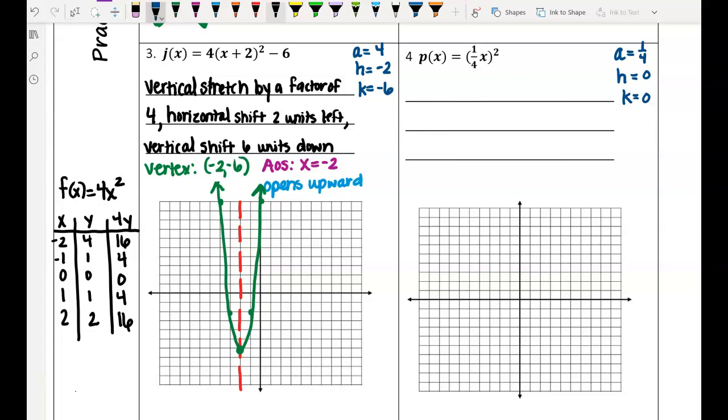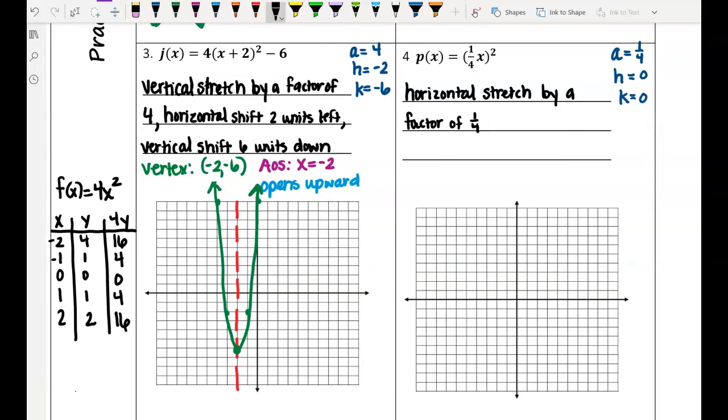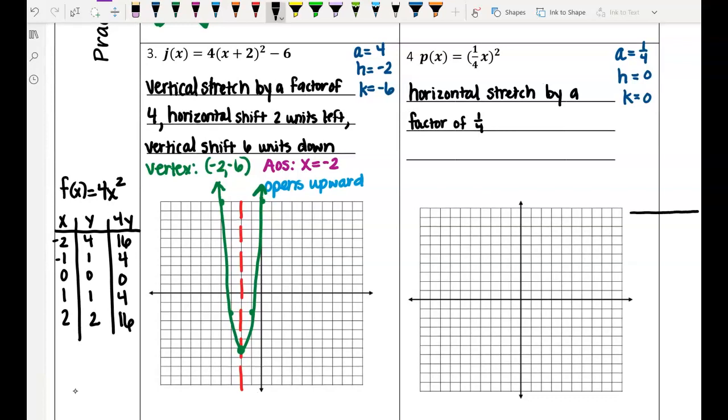So here we have a horizontal stretch by a factor of 1/4. So in the previous problem, we multiplied times 4. Now we're going to be multiplying times 1/4. So again, I can create a 3.